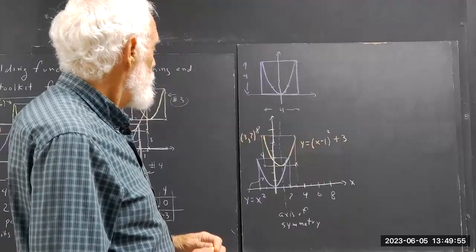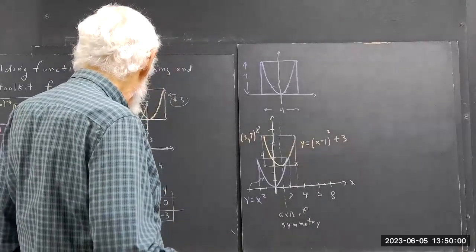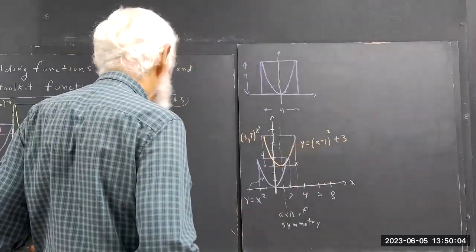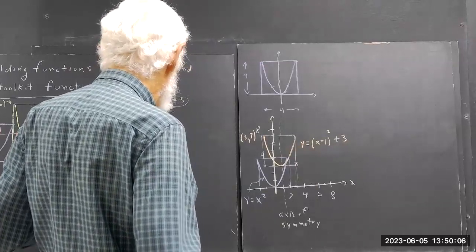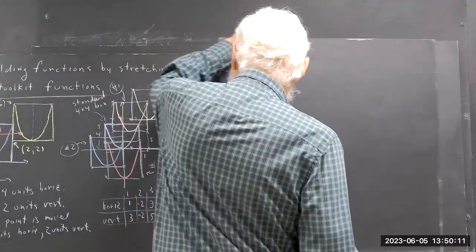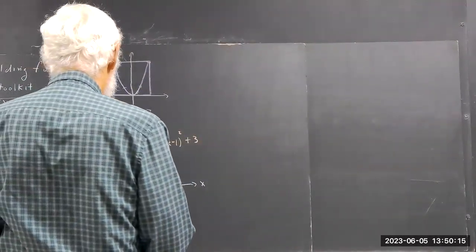Okay, well, hopefully you've done that. Now let's test this. Does the point 3, 7 lie on this graph? So let's move this off. So we ask the question.